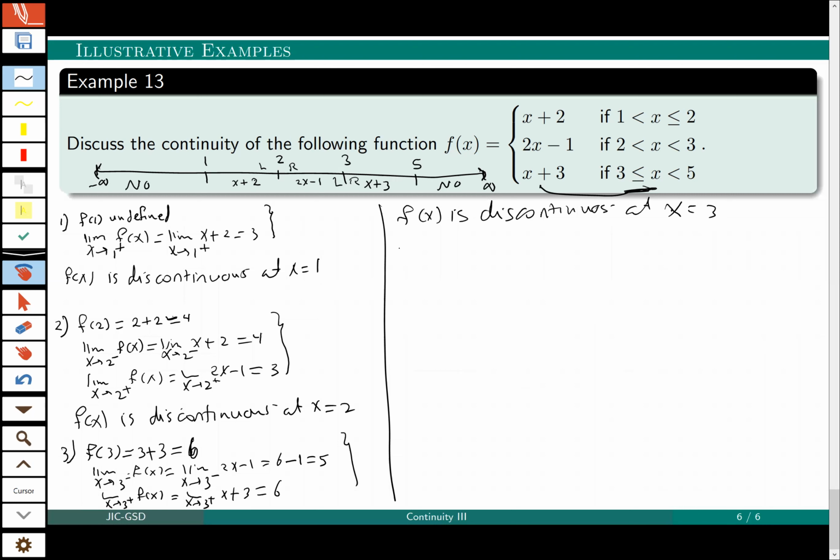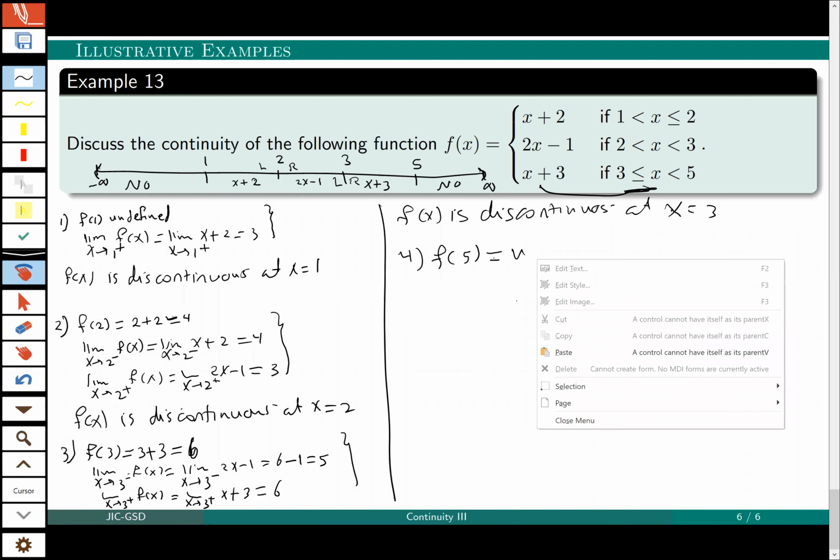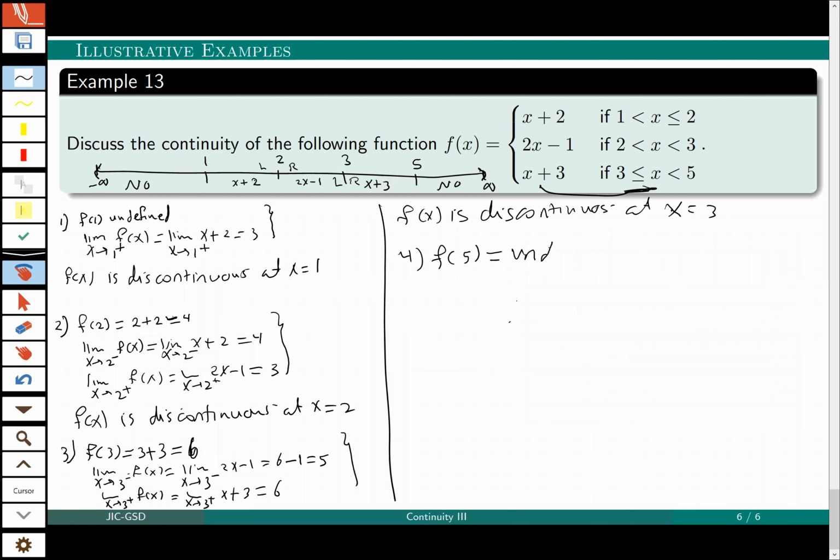The last point now we need is at 5. What is f at 5? F at 5 is undefined. And for the limit when x goes to 5, we have to worry only about the left of the function. So it will be the limit when x goes to 5 from left, which is x plus 3, so it will be 8. So that will finish.